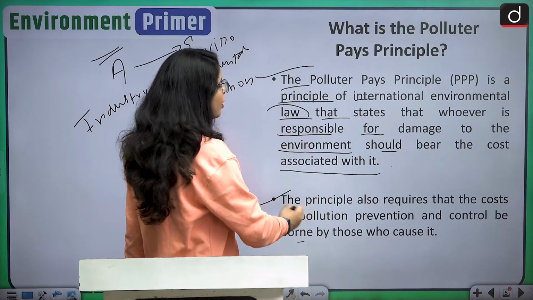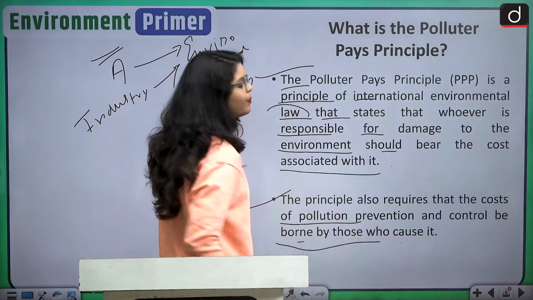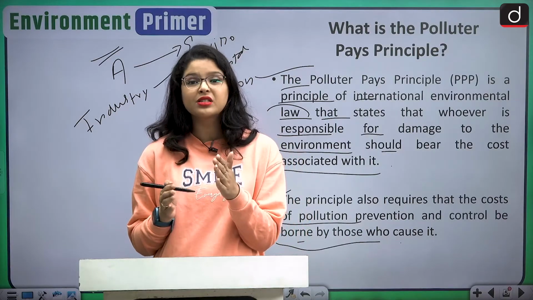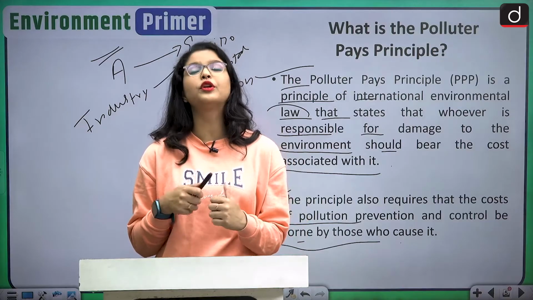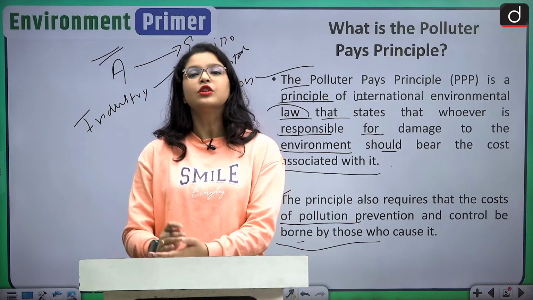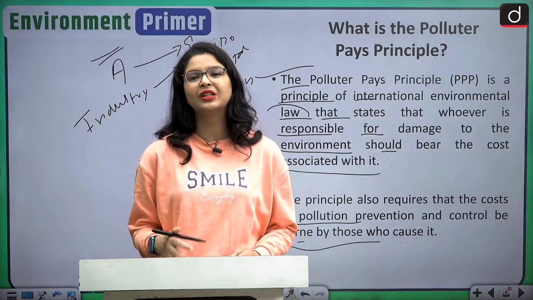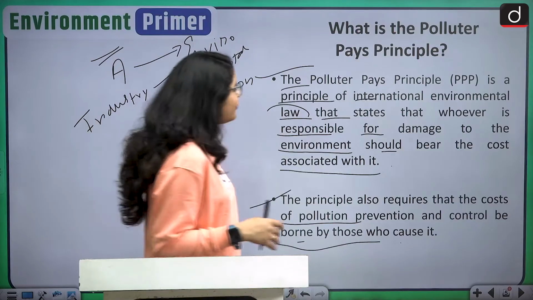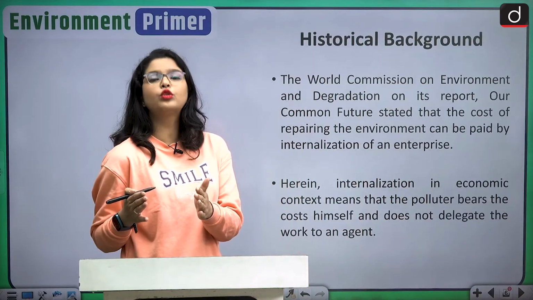The principle also requires that the cost of pollution prevention and control be borne by those who cause it. So not only will they pay the costs after degrading the environment, but they should also pay the cost for protecting the environment, for securing the environmental interests. They should also help in prevention of the environmental degradation, and this is the basic concept of the Polluter Pays Principle.